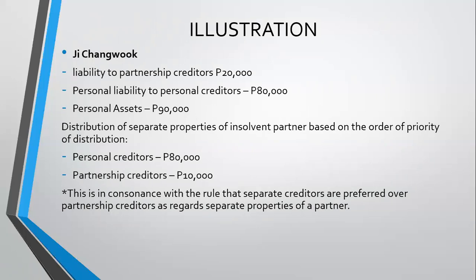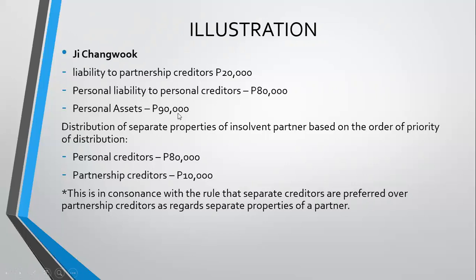So, the liability to partnership creditors is 20,000. Diba kanina sabi nga natin si Ji Chang-wook. And then, let us assume that the personal liability niya, the personal creditor is 80,000. Pero ang personal asset niya is only 90,000. Ang share niya doon sa loss of 120,000 is 20,000. Is on the ratio of their capital contribution.